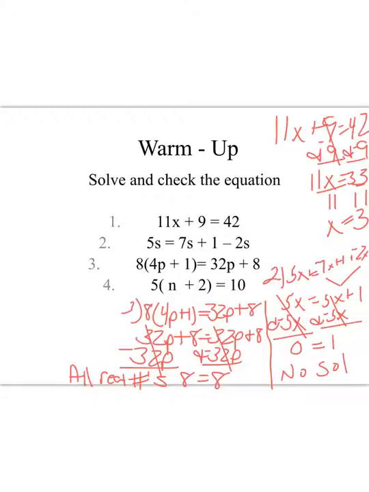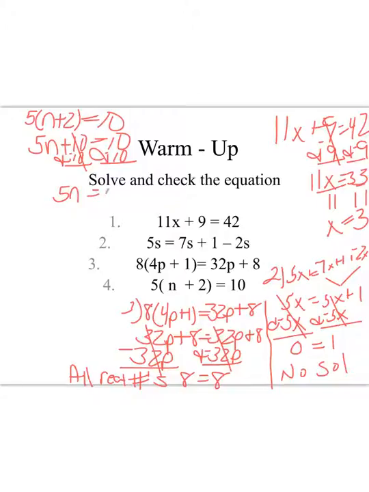And the last problem I'm going to do up here in the sky. So 5 times n plus 2 needs to equal 10. We're going to distribute through the parentheses. So 5n plus 10 is going to equal 10. Move the 10 to the other side by adding negative 10 to each side. And we end up with 5n equaling 0.